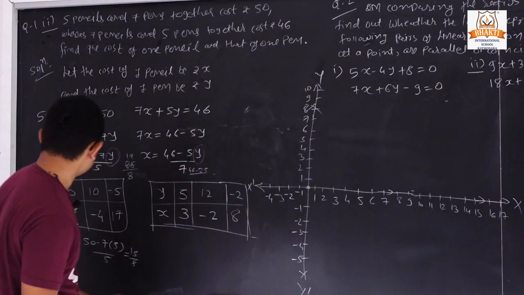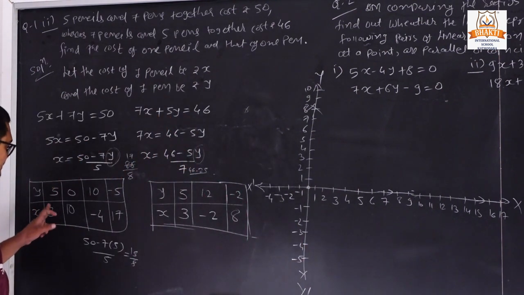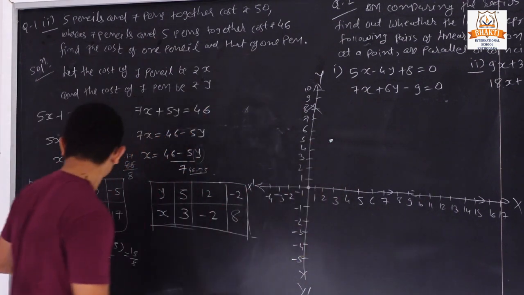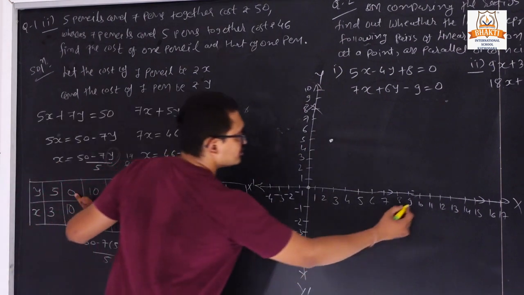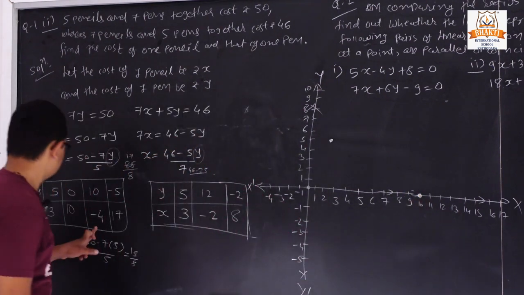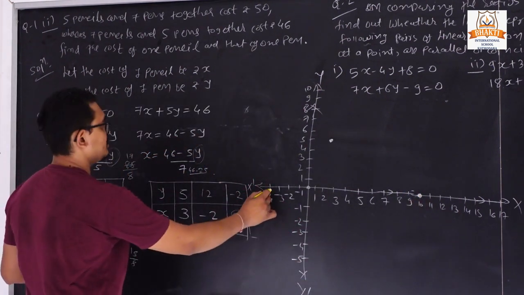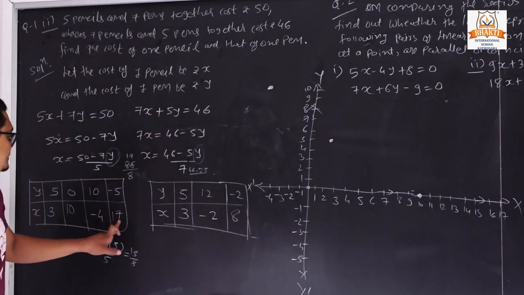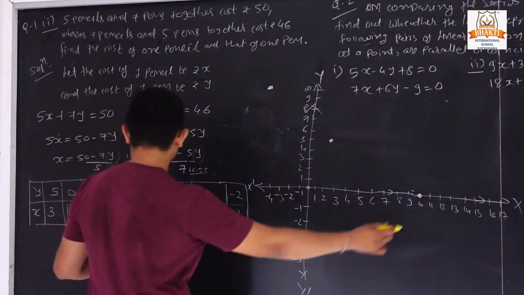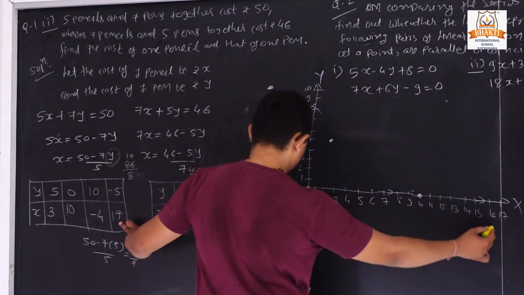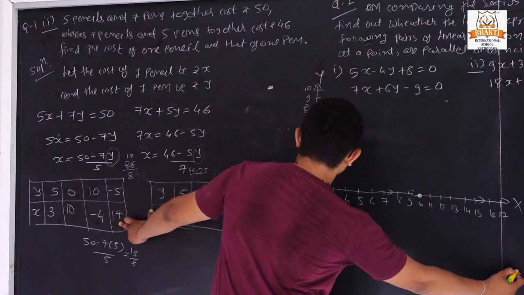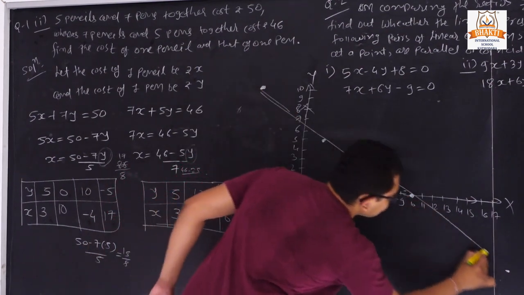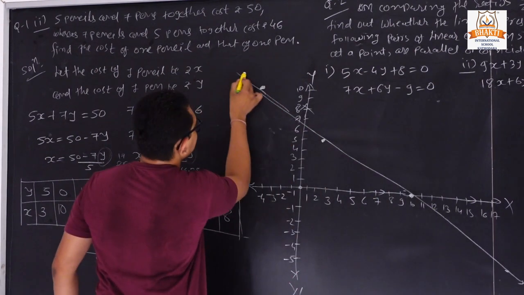Clear? Now for the first, if x is 3 then y is 5. 3 comma 5, so it is here. Then 10 comma 0, so it is here. Then -4 comma plus 10, so it is here. Then x is 17, 17 comma -5, so it is here. So our line is like that. Clear?